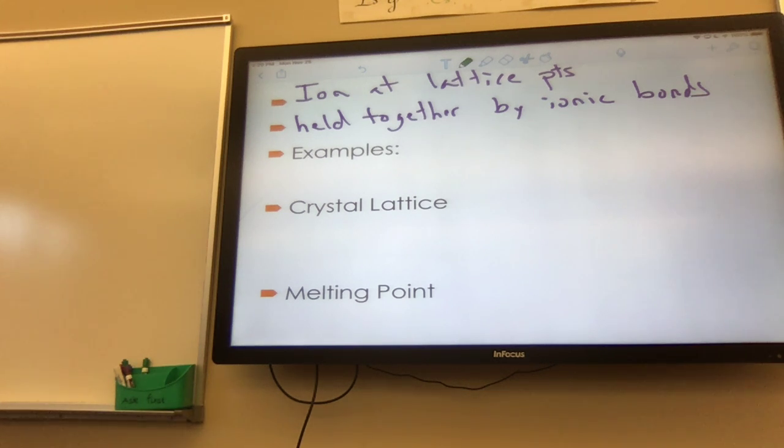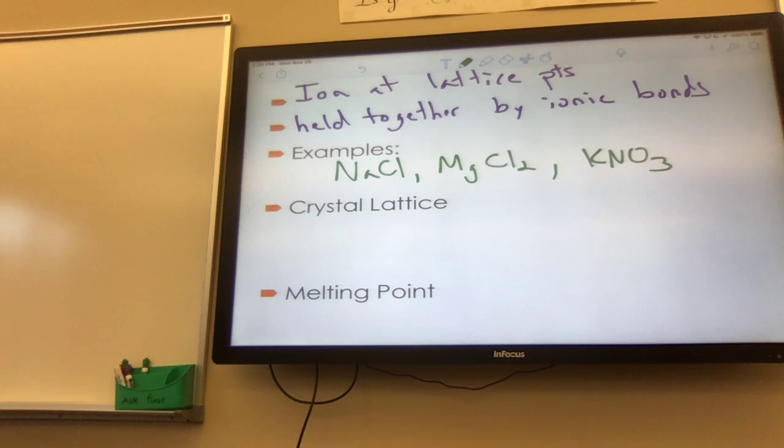What are some examples of ionic solids? Table salt. We could name any ionic compound, couldn't we? Magnesium chloride, MgCl2. Nice. Potassium chloride. Cesium bromide. I'm gonna do one with a polyatomic ion, KNO3.